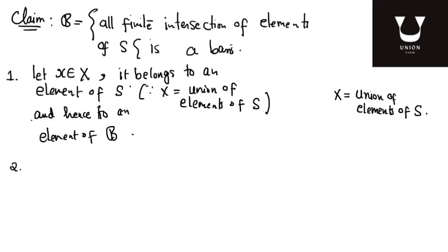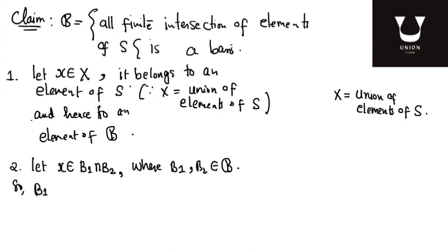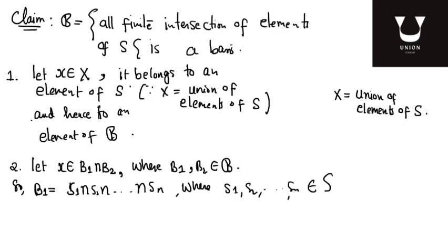To verify the second condition, suppose that x is there in the intersection of two elements of script B. So let x be there in B1 intersection B2, where B1 and B2 are elements in script B. B1 is there in script B means B1 is a finite intersection of elements of S. And B2 is there in script B means B2 is a finite intersection of elements of S. So you can write B1 as S1 intersection S2 intersection so on intersection Sn, where S1, S2 and so on Sn are elements of S.